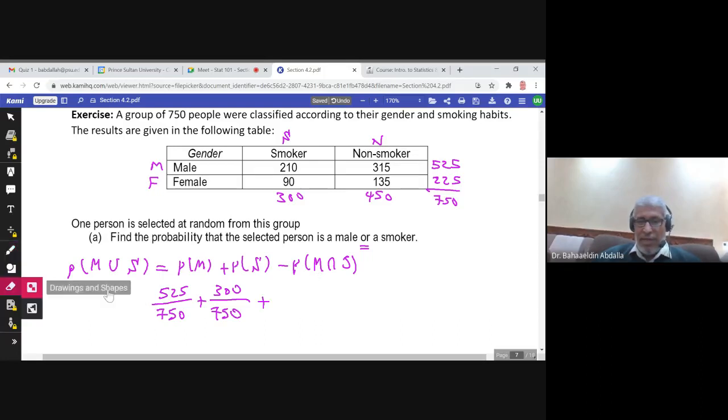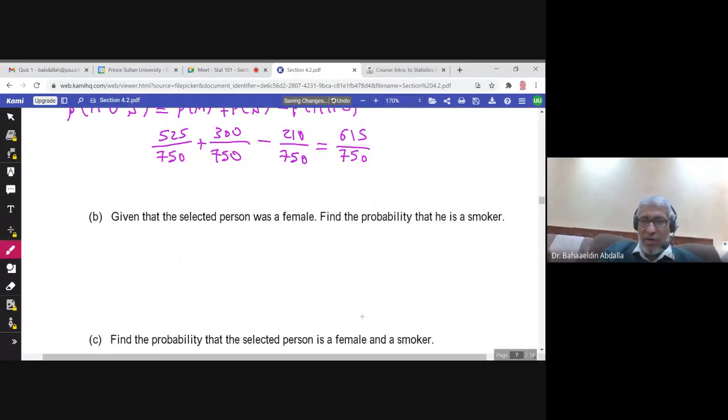minus the intersection. Now, the intersection between males and smokers is here. I have 210 males who smoke. So minus 210 over 750, and please find the answer. You can just add 525 plus 300 minus 210. The answer is 615 over 750, and then simplify the answer.